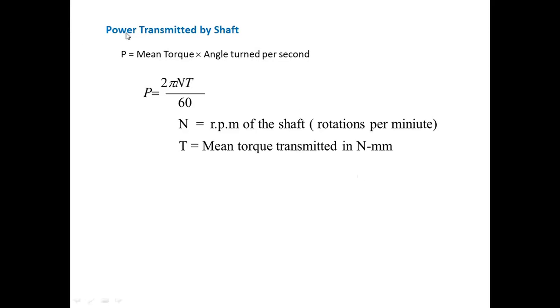Then, what is power transmitted by a shaft? How do we determine the power transmitted by the shaft? The power P is the multiplication of the mean torque and the angle turned per second, that is 2 pi N T by 60. N is the rotations per minute of the shaft. T is the mean torque.